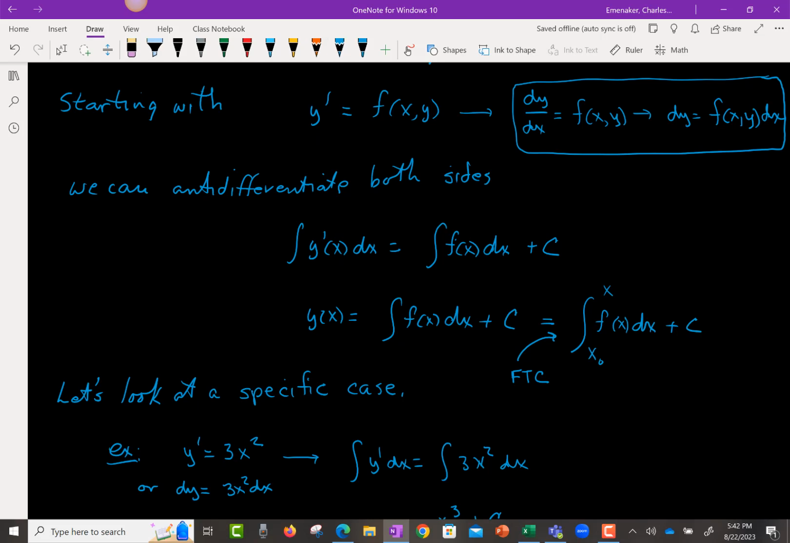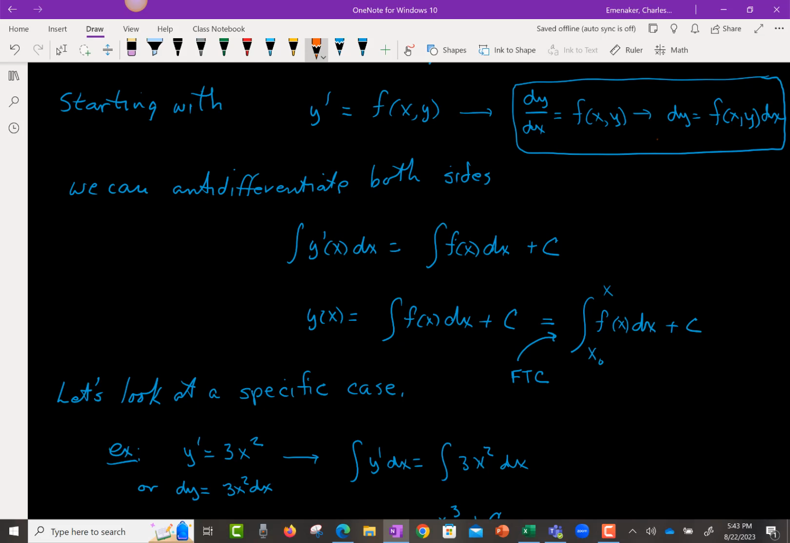Now, going back to Leibniz notation, that equation can be written as dy dx is equal to the function, or you can actually multiply both sides by dx and have the dy, the derivative of y on one side, and then the dx on the other side with the function that we're working with. In order to solve an equation like what we have here, we want to compute the antiderivative of both sides.